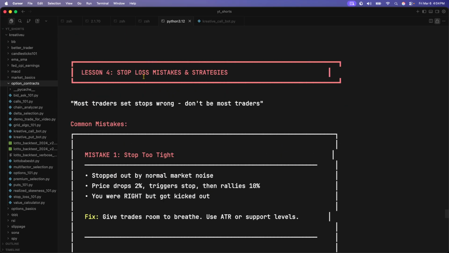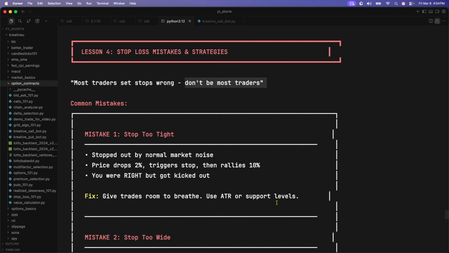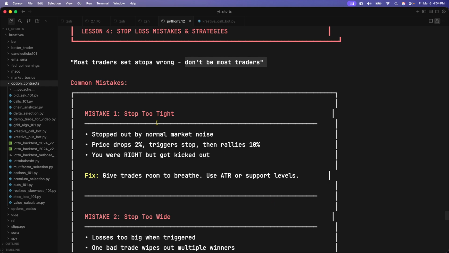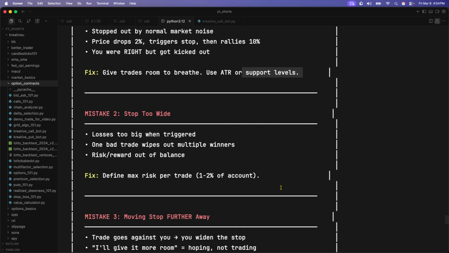All right. Stop loss mistakes and strategies. Most traders get stops wrong, but we don't want to be most traders, right? We want to actually use the stops and make them make sense for us. Mistake one is a stop loss that is too tight. We get stopped out by normal market noise. Price drops 2%, it triggers the stop, then it rallies 10%. You were right, but you got kicked out. Fix: give the trade more room to breathe. Use ATR or support levels.